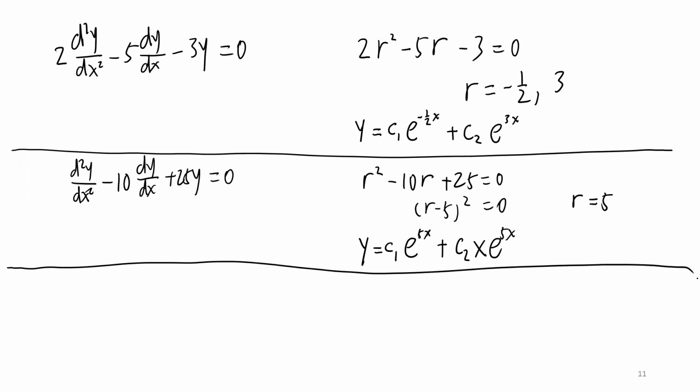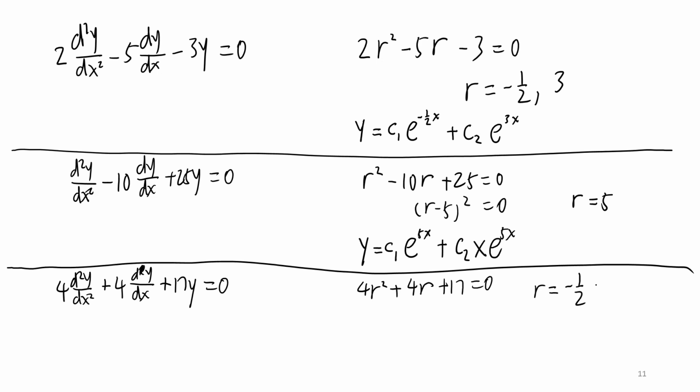Okay, just one more. This time the auxiliary equation is 4r squared plus 4r plus 17 equals 0. This time we got a complex root. You'll find that r equals -1/2 plus or minus 2i.